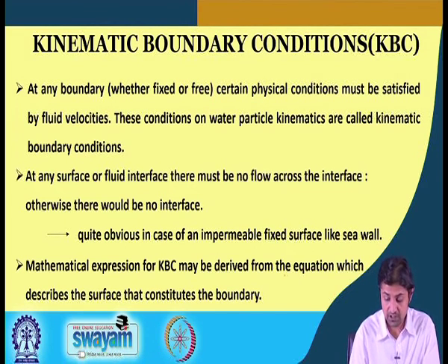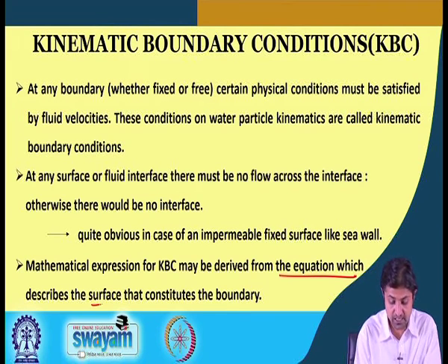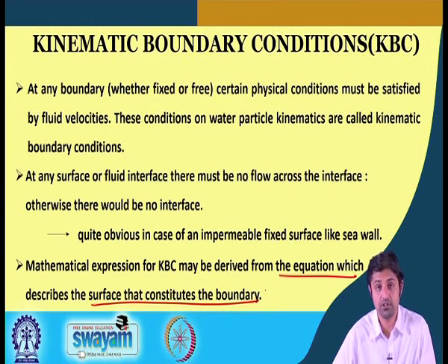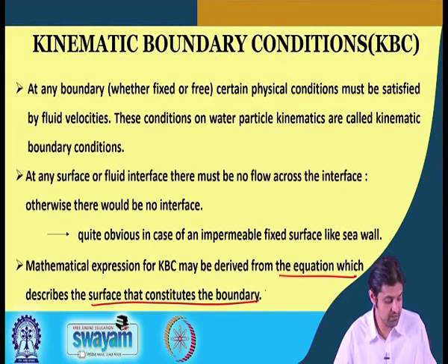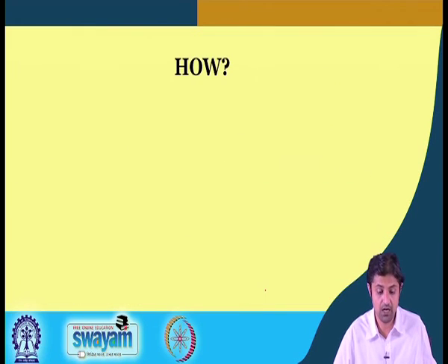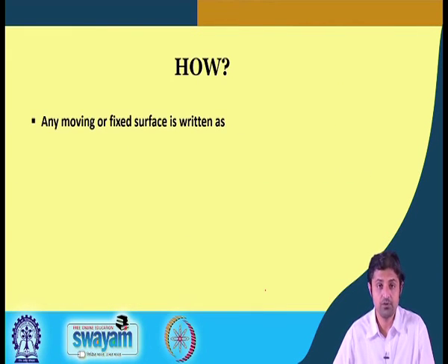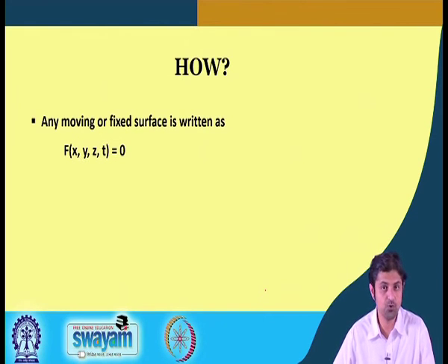Derived from the equation of the surface that constitutes the boundary. So, if we define a surface, we can determine the kinematic boundary condition. We will understand this with an example. We say that any moving or fixed surface can be written by an equation f, how it depends on x, y, z and t we do not know, but let us say there is a function f(x, y, z, t) = 0.